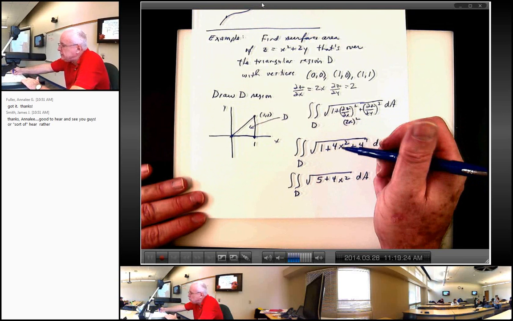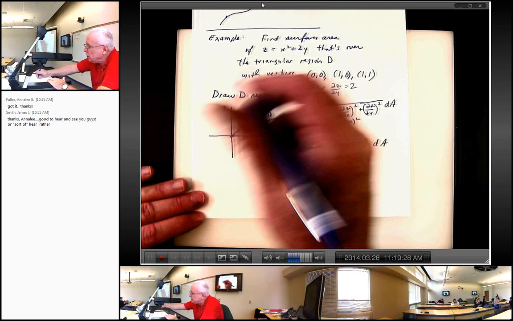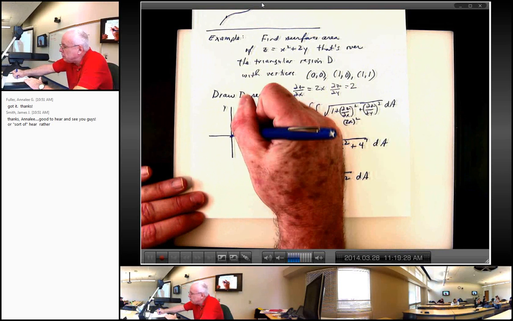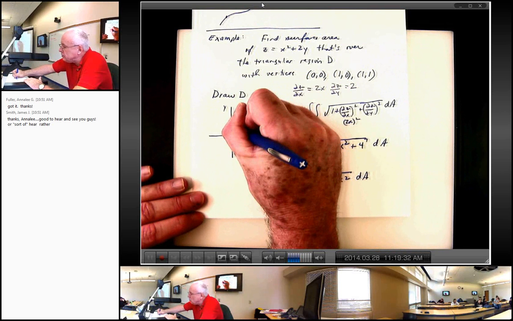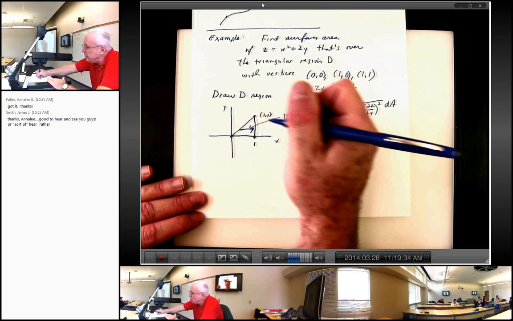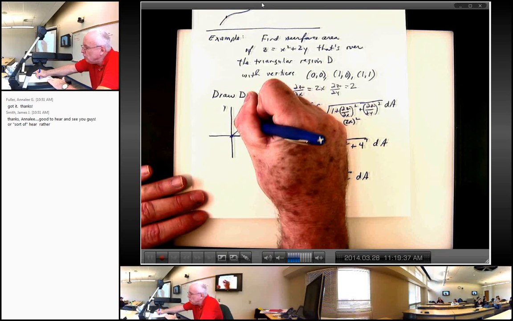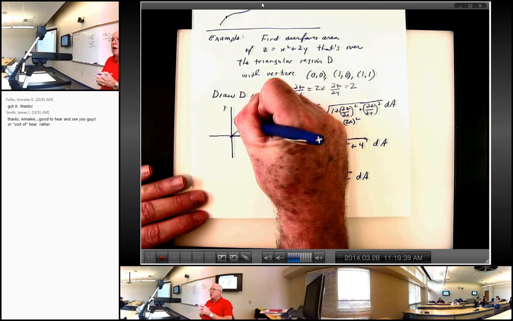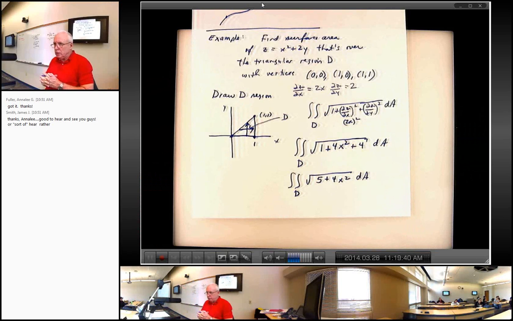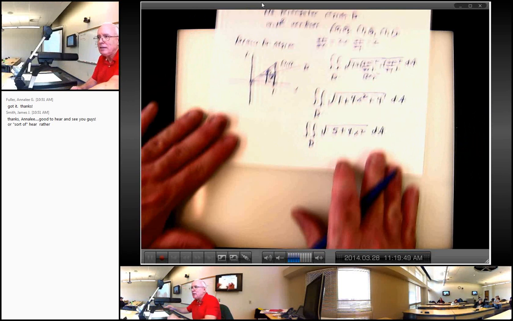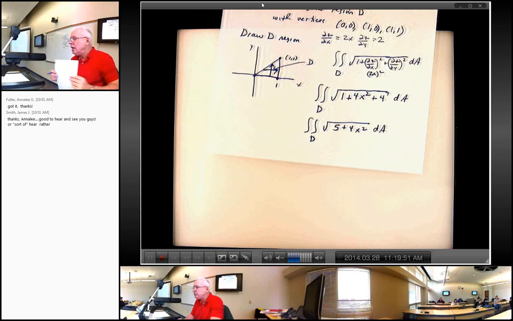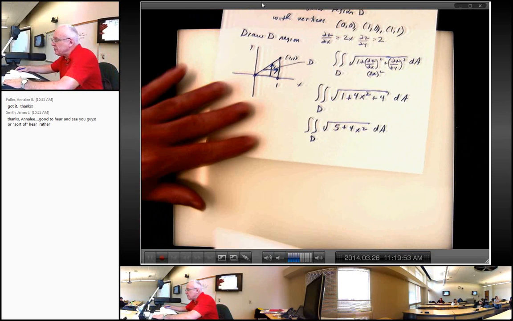Would it be easier to do this first with respect to x and go horizontally, or might it be easier to go vertically with respect to y first? It will be easier to go vertically with respect to y. I'm not sure if you were just guessing with that, but that will be easier. Let's set this up here.